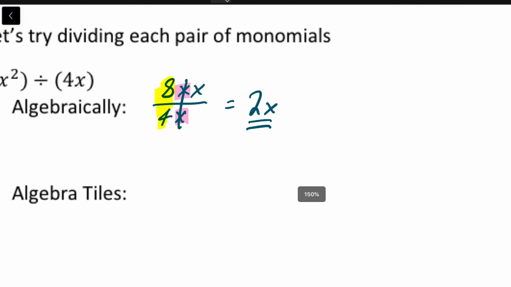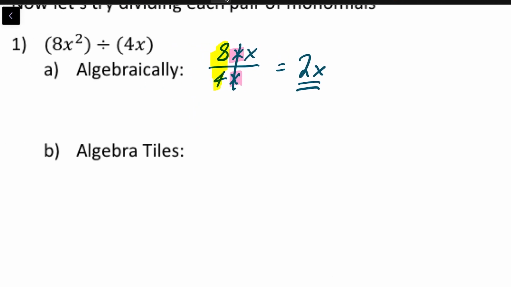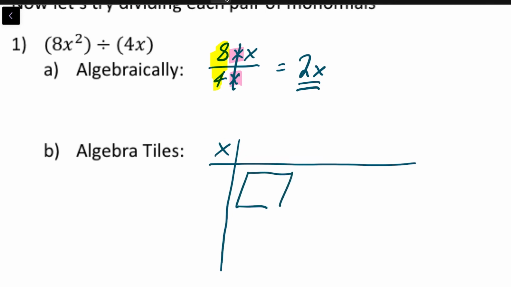Okay? Now, algebra tiles for this is a little bit trickier, okay? Because here, you're trying to find one of the two products that gave you the 8x squared. So 8x squared, you have to draw inside of your grid, not on the top or on the left side. It goes inside your grid.